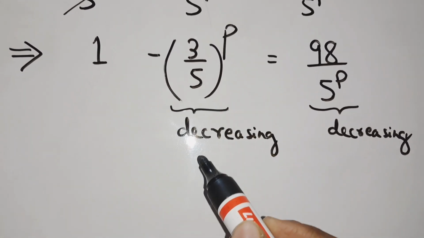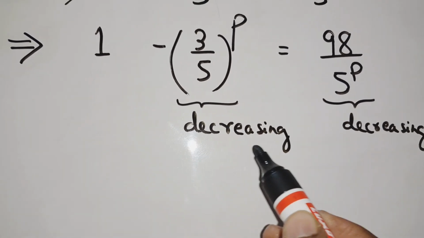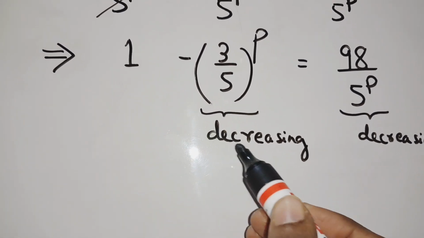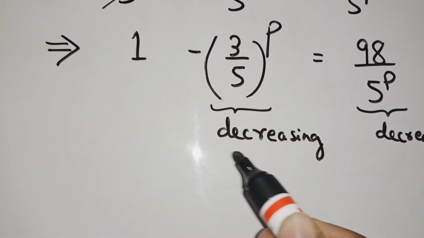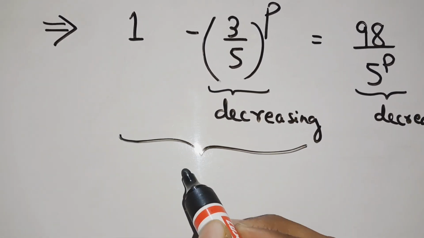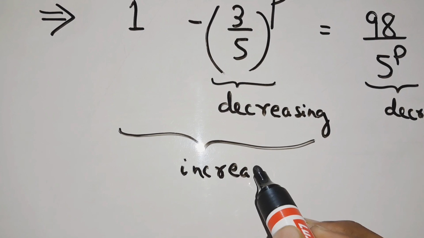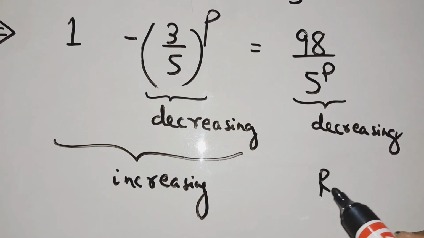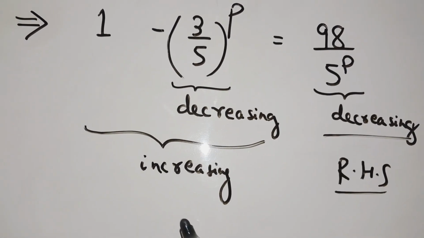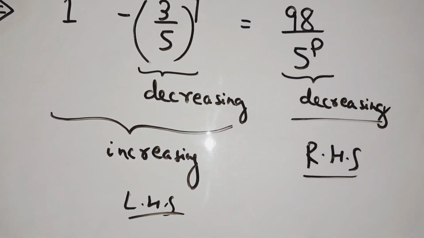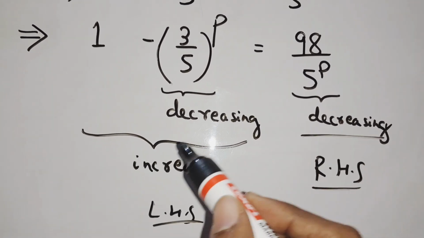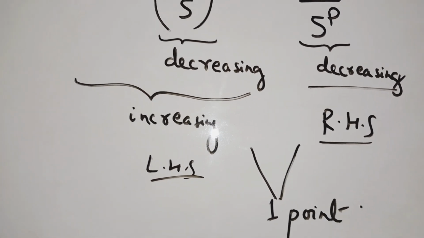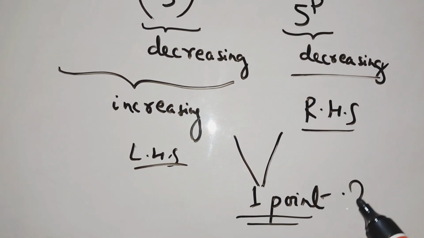But 1 minus this decreasing function will be what? It is the negative of a decreasing function, so this entire LHS is an increasing function, but the RHS is decreasing. That means if both of them meet, they will meet at just one point. And we have to find out that one point.